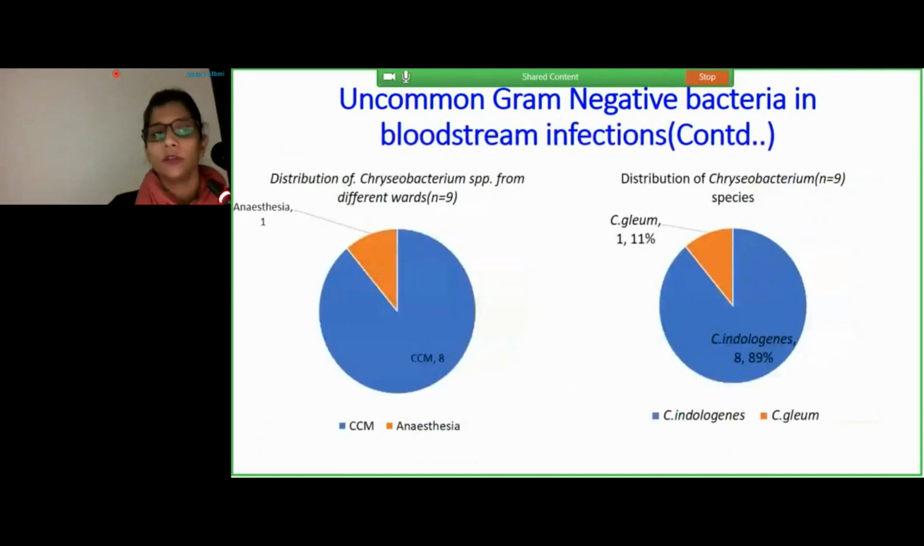Coming on to the next pathogen, which is Rhizobacterium. We can see here that we isolated a total of 9 isolates of Rhizobacterium species, the majority of them from CCM, followed by anesthesia. From CCM we got 8 isolates, and the distribution of Rhizobacterium species was maximum for Rhizobacterium indologenes, which were 8 in number, followed by Rhizobacterium CS, which was only 1.